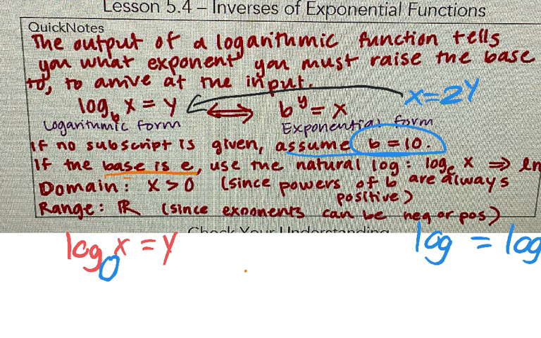Okay, here's the next one. If the base is e, so log base e, we can write this as natural log. Log base e is the same thing as the natural log. What is e? It's like pi, because it's an irrational number. It's like 2 point something, not 3.4.